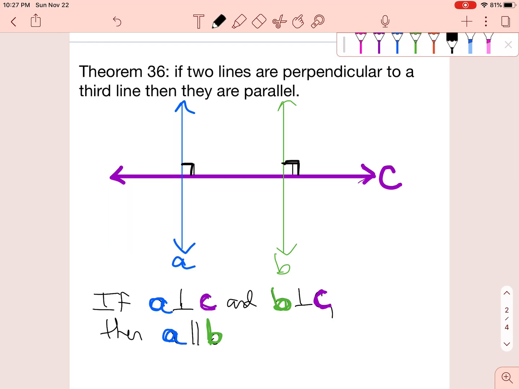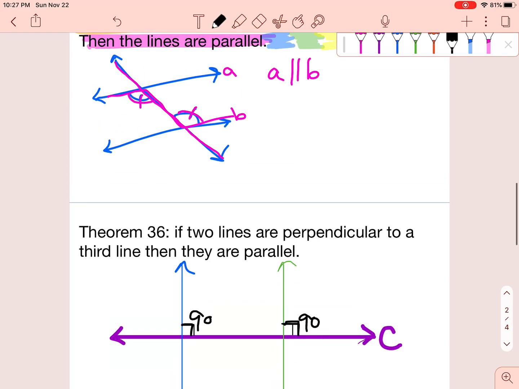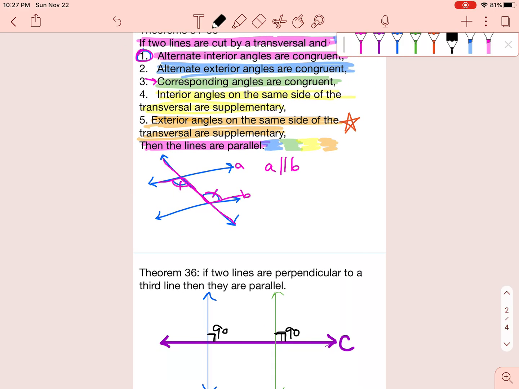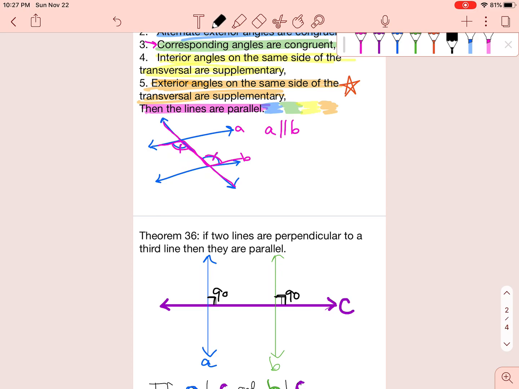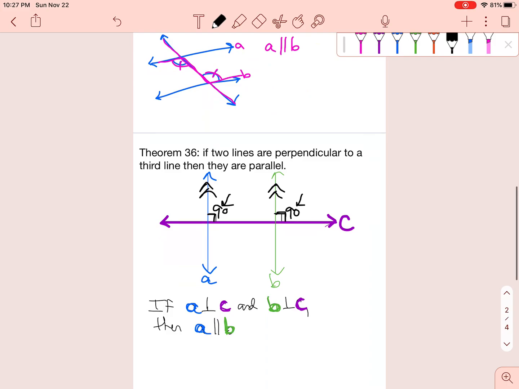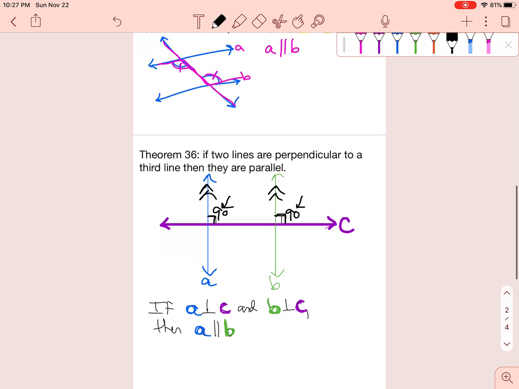So if you happen to see a drawing like this and you see that this is 90 and this is 90, this is very obvious, guys. We just went over this up here. Okay, you can see this with corresponding. There you go. Number 3. Those two angles right there are corresponding. Okay, so if corresponding angles are congruent, lines have to be parallel. So we know this. But again, if two lines are perpendicular to a third line, then they are parallel. Okay, so we know that A and B have to be parallel because we have both of them perpendicular to the same line.